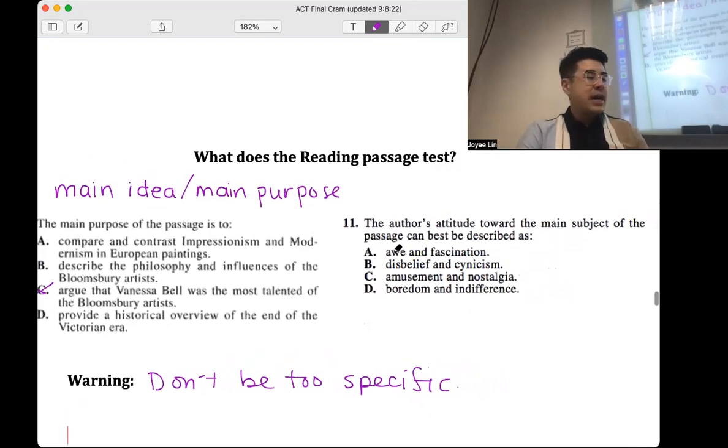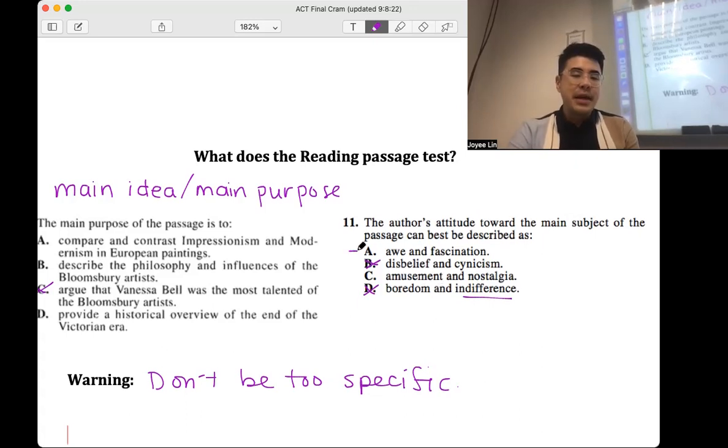What about for author's attitude? This one's a really quick one, if you remember how to do this one. Which one do you think would be the best one without reading the passage? Probably, right? We're going to veer positive. Disbelief and cynicism, right? And then boredom and indifference. That's just a bad word. Why are you writing a passage if you're bored and indifferent? Maybe nostalgia, like, oh my God, I miss these days. It could be, right? But I think most likely it's going to be A. Great.